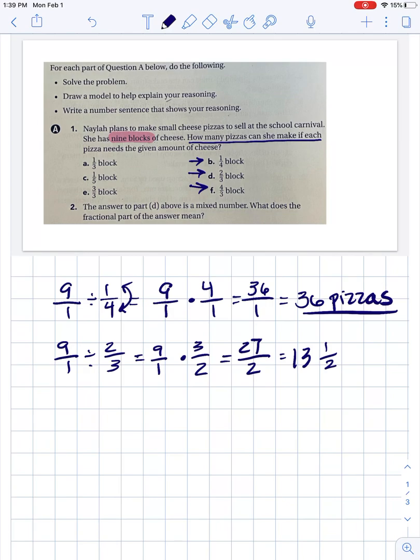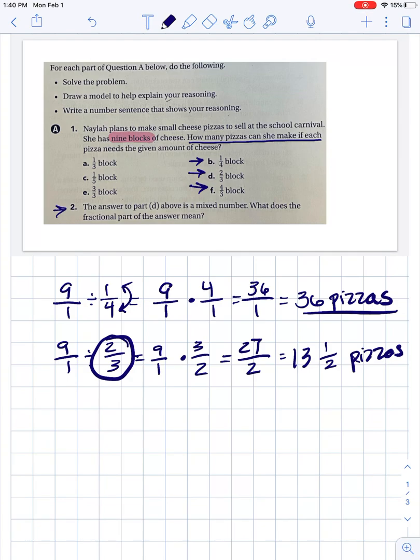And we're going to jump ahead here for a second because A2 says, well, the answer to part D is a mixed number, 13.5 pizzas. What does the fractional part of the answer mean? Well, it means that if each pizza has to have 2/3 of a cup of cheese on it, after we make 13 pizzas, we only have enough cheese left to make half of a pizza. 1/3 of a cup left. We don't have enough to cover a whole pizza.